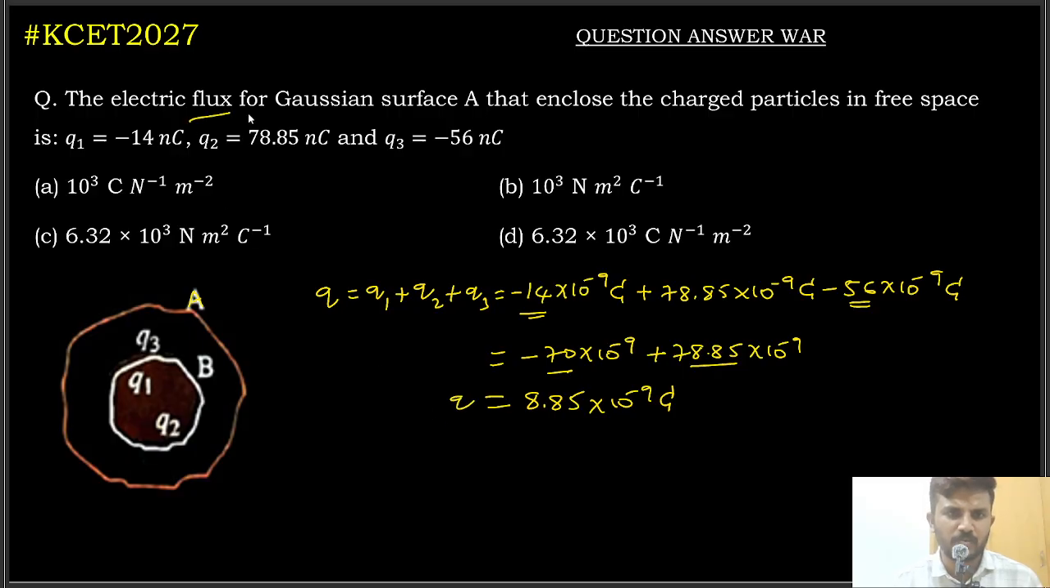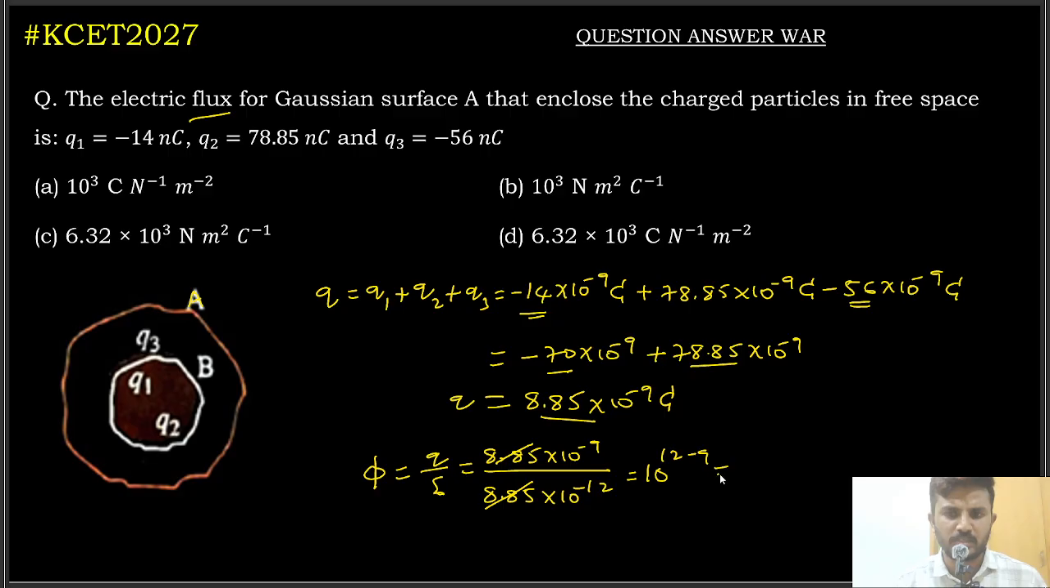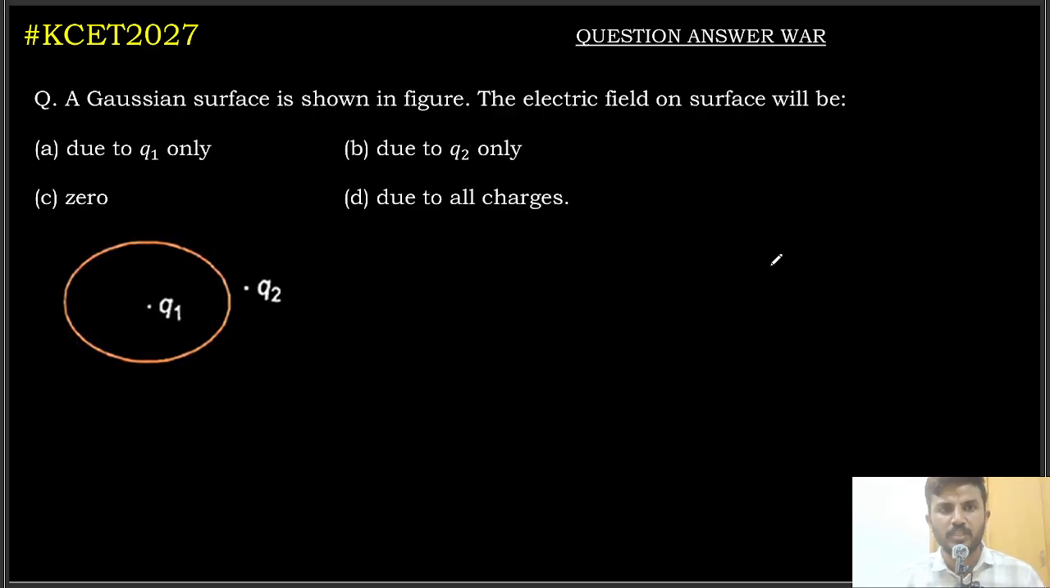What they are asking is electric flux. Electric flux in terms of charge is given by Q by epsilon naught. So what is Q? Just now we have found that the charge enclosed is 8.85 into 10 to the power minus 9, divided by 8.85 into 10 to the power minus 12. The 8.85 gets cancelled. 10 to the power 12 minus 9 is 10 to the power 3. So option B is correct. Clear with that? Yes. Moving on to the next one.